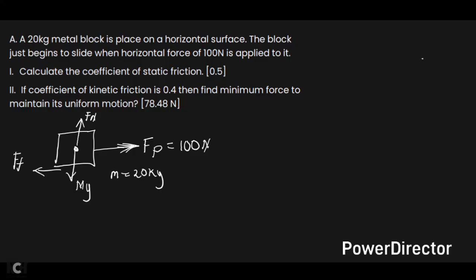The first thing you need to do is write the equations acting on this block. We have the summation of the forces in the x-axis equal to the applied force minus the friction force. How about in the y-axis? We have the summation of the forces in the y-axis equal to the normal force minus the gravitational force.